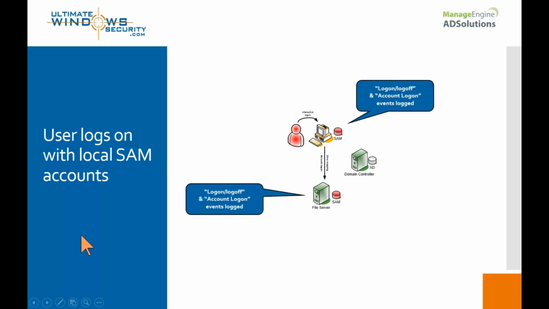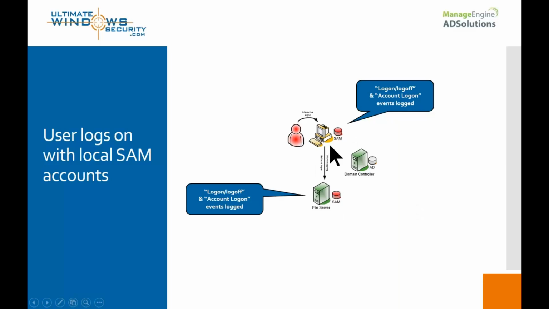Now, what about when a user logs on with a local account? And this might be something that bad guys are doing. Look at that. The logon event and, if you have it turned on, the account logon event are both recorded on the workstation. And then let's say this user accesses something on this file server, or attempts to, using a local account on that server. Well, again, both types of events, the logon and the authentication events, are logged on the file server. And look at that, nothing's logged on the domain controller.